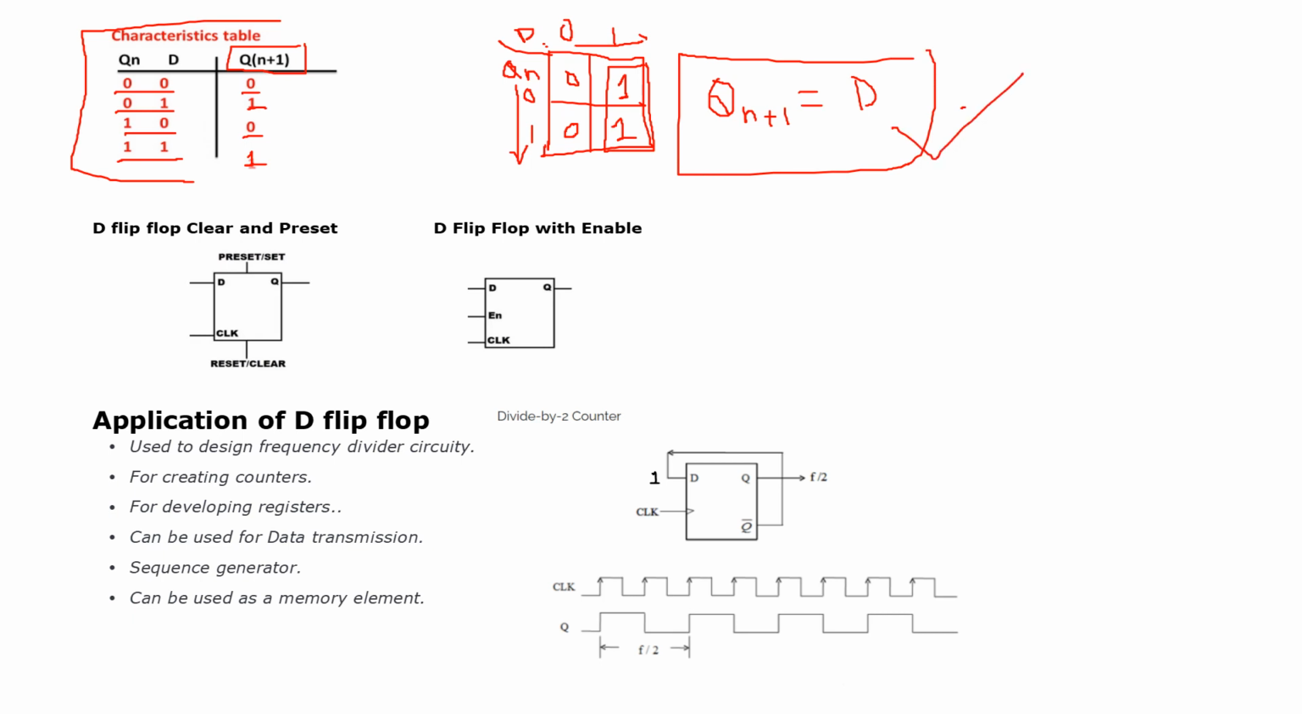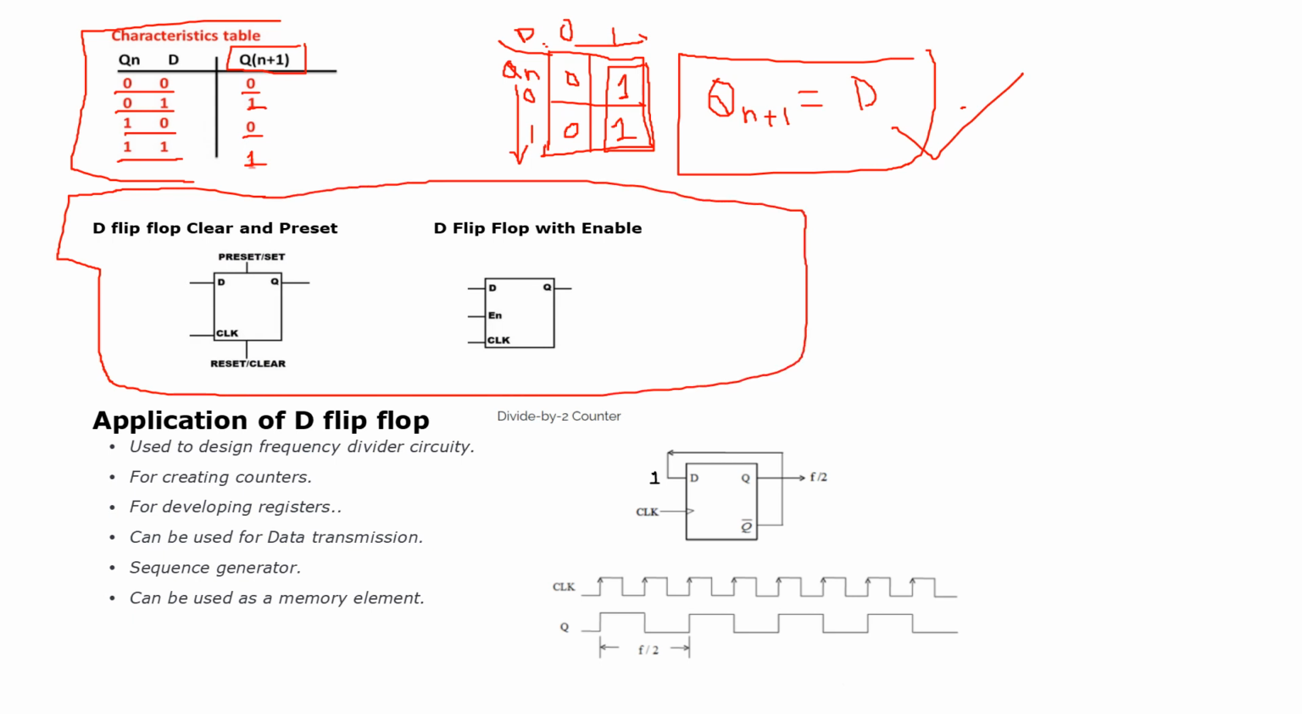Hope you have understood. Now the other point to remember is, there are different representations of the D flip-flop. You already saw the D flip-flop with data in and clock, but sometimes the D flip-flop has other inputs, which are preset or set and reset or clear. The preset or set input will set the output to 1, and whenever there is a clear signal it will reset the output, which means it will be 0.